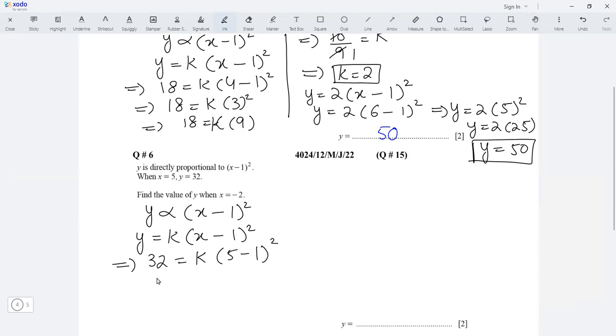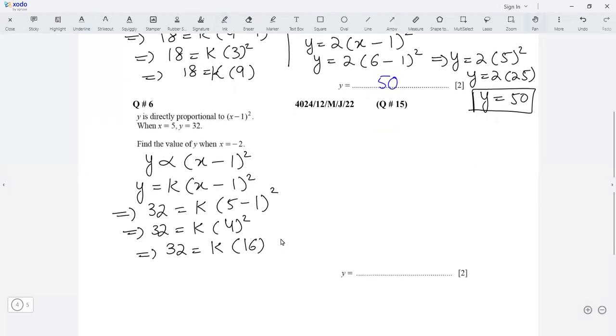What's 5 minus 1? It results in 4. So 32 equals k times 4 squared. What's the answer of 4 squared? It is 16. So 16 times k. In this case, 16 will be divided onto the other side. It will be 32 over 16 equals k. Now the highest common factor of 16 and 32 is 16. So 16 one time, and 16 two times is 32. So 2 equals k, or we can say the value of k is 2.